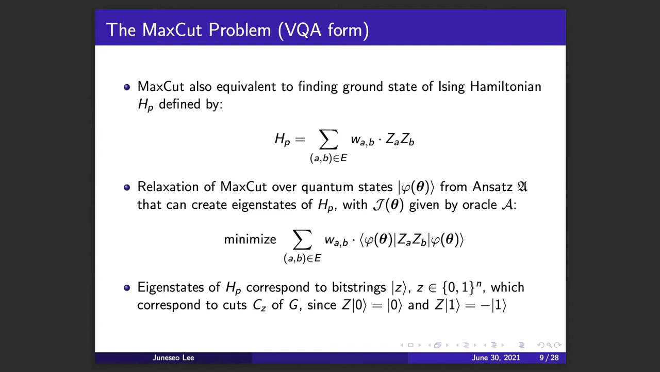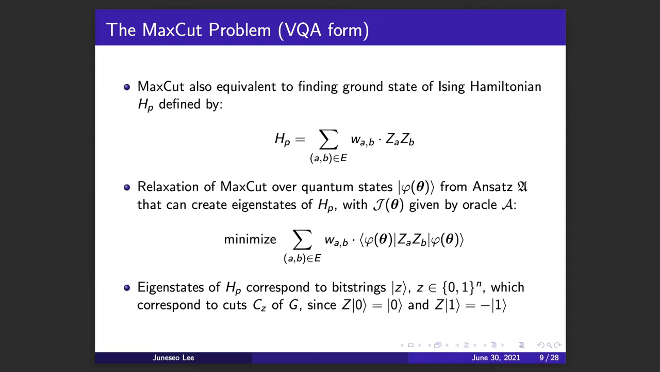And one of the reasons MaxCut is good for doing this is that the eigenstates of H_P are easy to write down. They're just the states corresponding to bit string z, where each bit has either the eigenvalue plus or minus one. And here you can also see that each eigenstate corresponds to a cut of the graph, where you can split the vertices in the cut by whether the associated bit is a zero or a one.